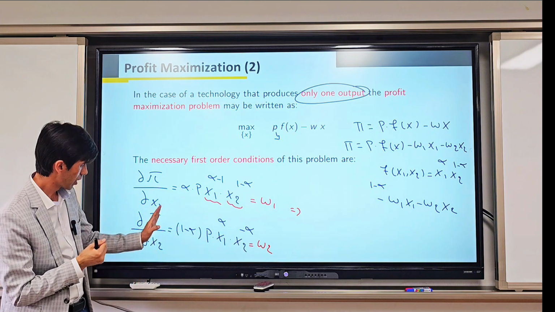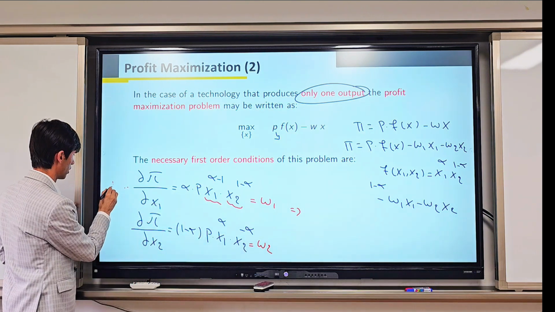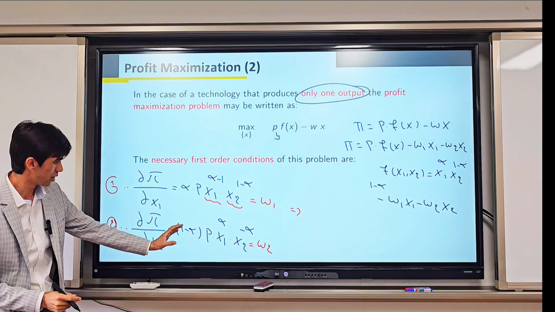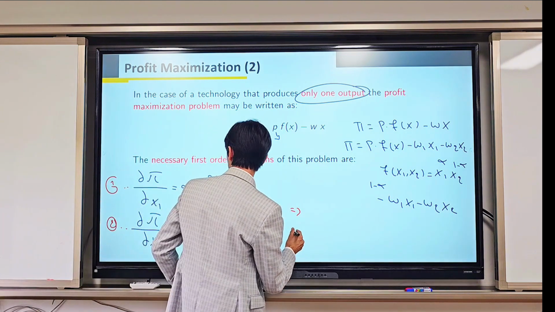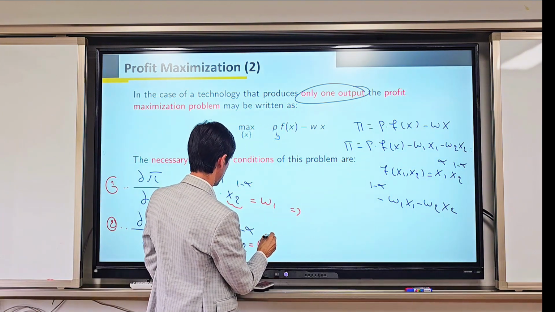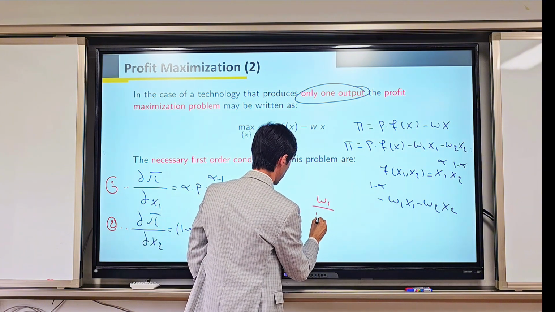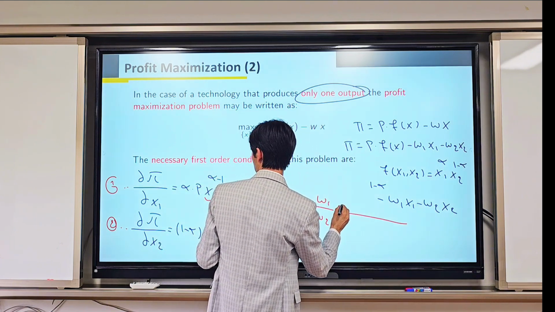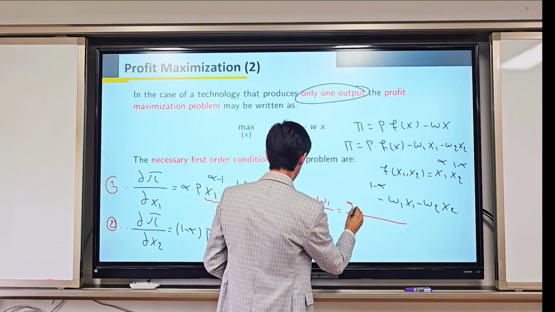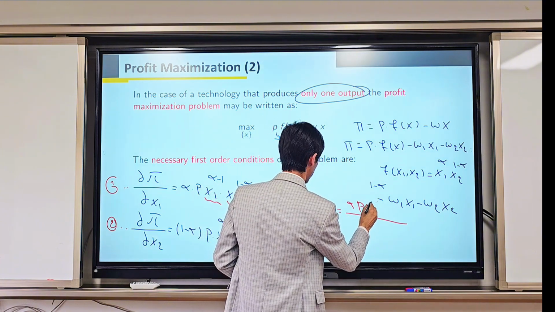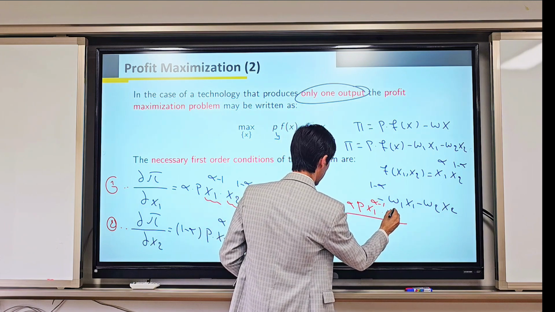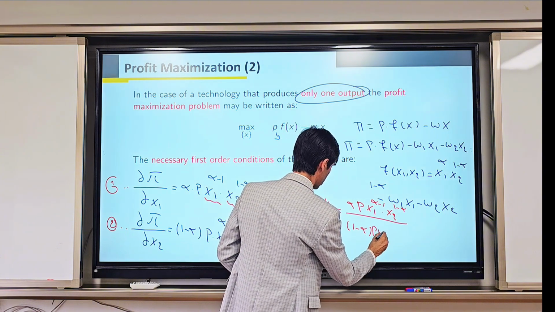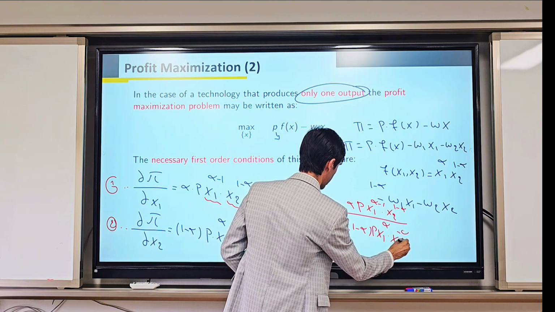So now, if we divide this one, which was our equation 1, and this one, which was equation 2, if we divide equation 1 over equation 2, then we will have w1 divided by w2 is equal to this term, or alpha p x1 to the power of alpha minus 1 x2 to the power of 1 minus alpha, and this one 1 minus alpha p x1 to the power of alpha x2 to the power of 1 minus alpha.